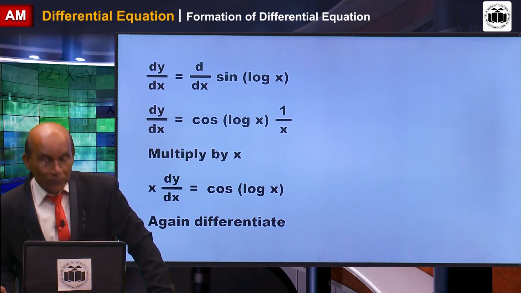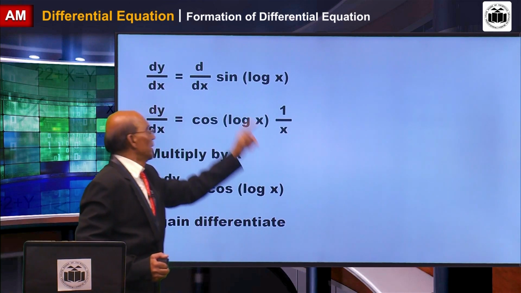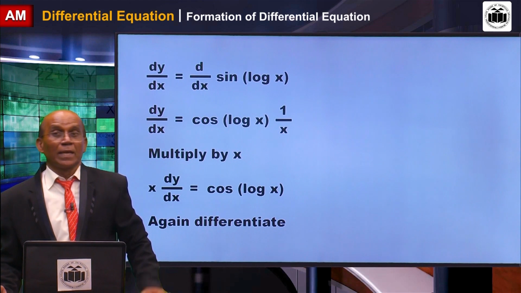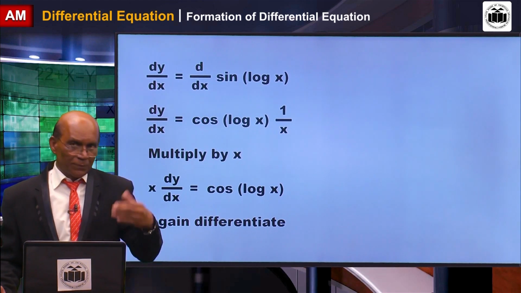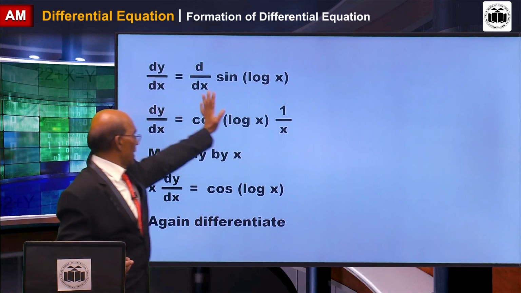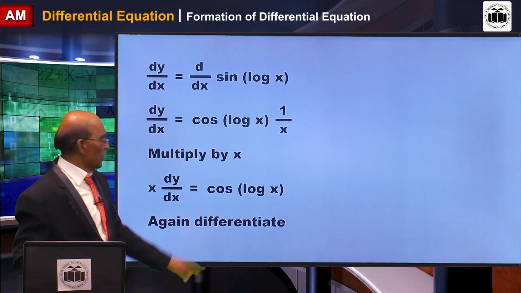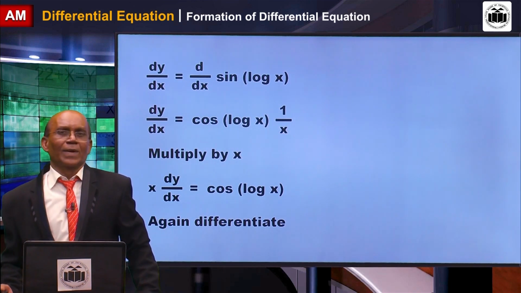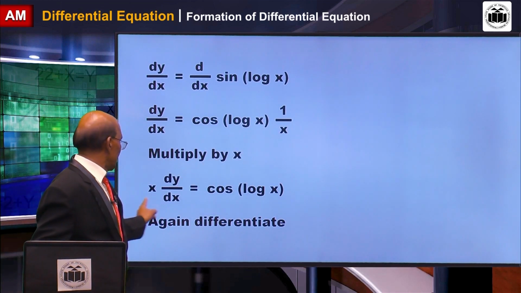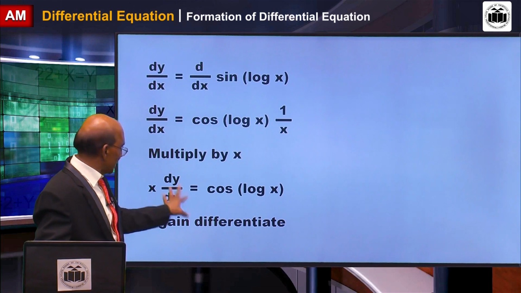Again, often students make mistakes by taking the derivative of such types of examples. So d by dx of sine of log x is not a standard form here, but we can apply the rule of implicit function. We take the derivative of sine only, this is the variable, and hence we write cos of log x, and again we take the derivative of log x as 1 by x. Next we multiply by x, so we write x dy by dx equals cos of log x. This is the next expression.